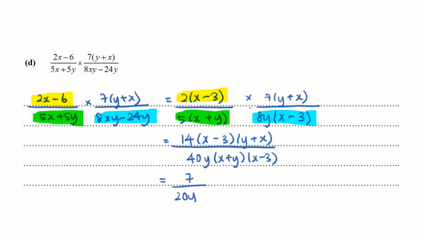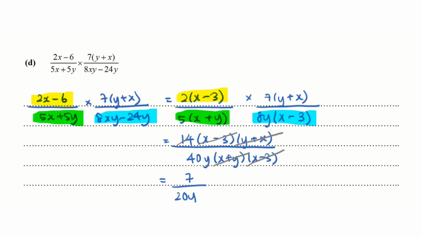So 2 times 7 will give us 14, x minus 3, then after that multiply with y plus x. In the denominator, the same things apply. So 5 times 8 gives me 40y times x plus y times x minus 3. Then we can do our respective cancellation. X plus y is actually the same thing as y plus x, so we can cancel them out. X minus 3 can also be cancelled out.